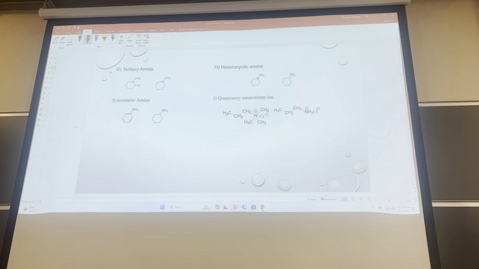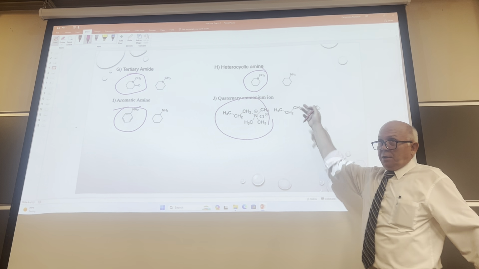Tertiary amide is the one where the nitrogen is connected to 3 carbons. Heterocyclic amine, the amine where the nitrogen is part of the ring, right? Aromatic amine, the one that is attached on an aromatic ring. Quaternary ammonium ion, the one that has 4 carbons attached to the nitrogen, right? Oh yes, it is the first one. 4 carbons attached to the nitrogen. The last one has only 1 carbon attached on the nitrogen.